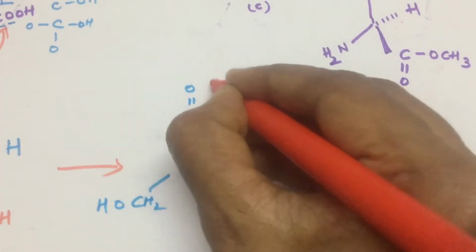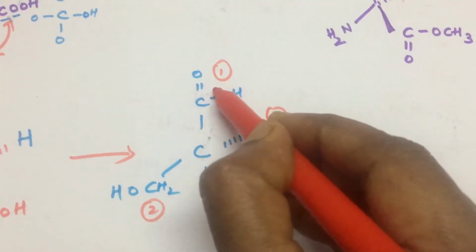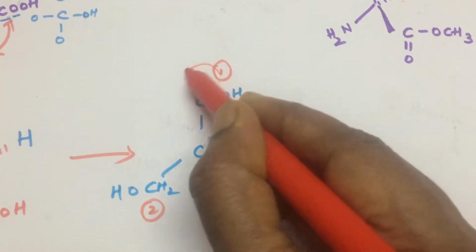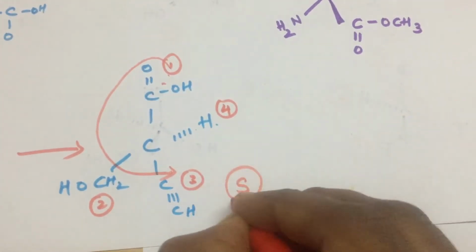Now the priority rule. This is 4, this is 1, this is 3 and this is 2. So how does it go? 1, 2, 3. This is anti-clockwise, so the configuration is S.